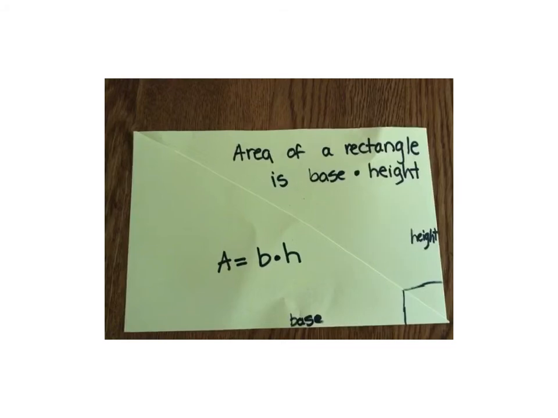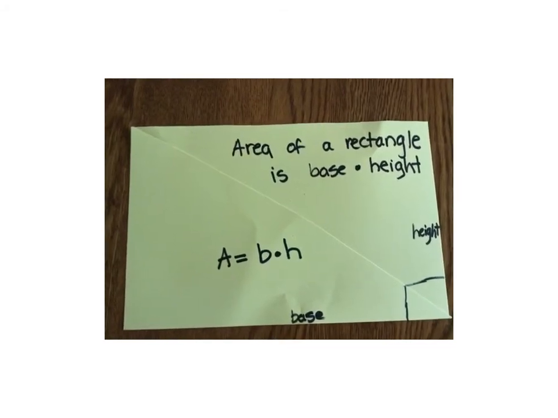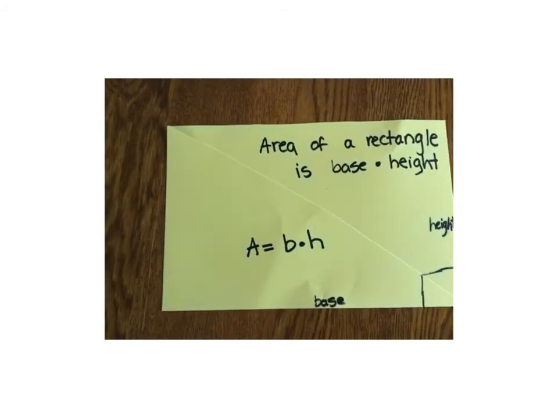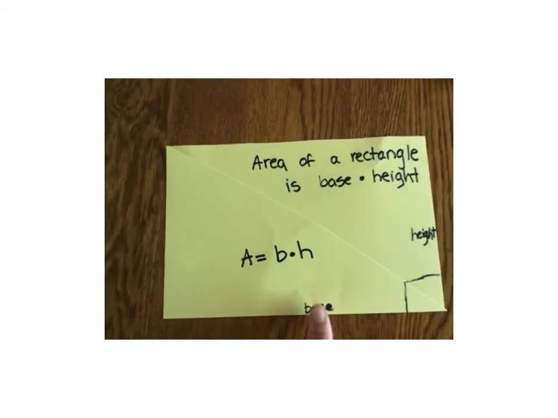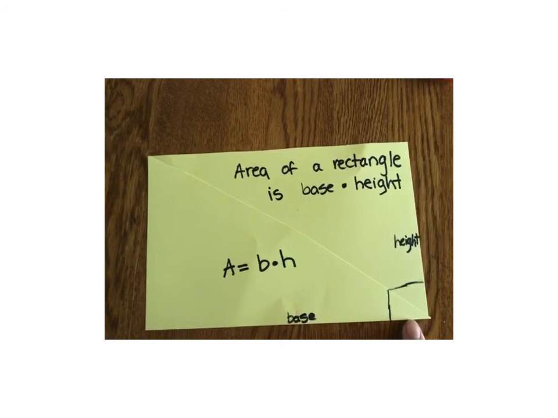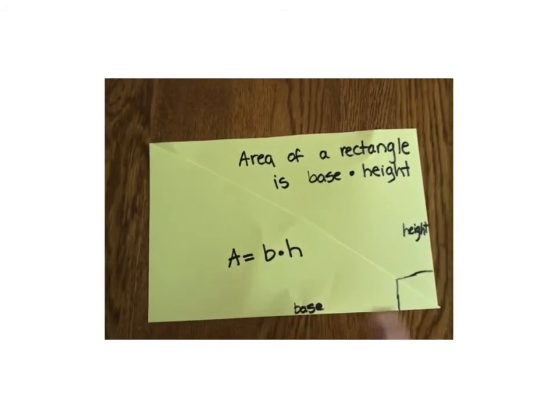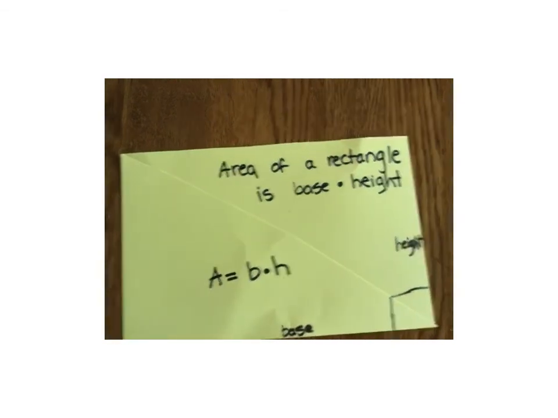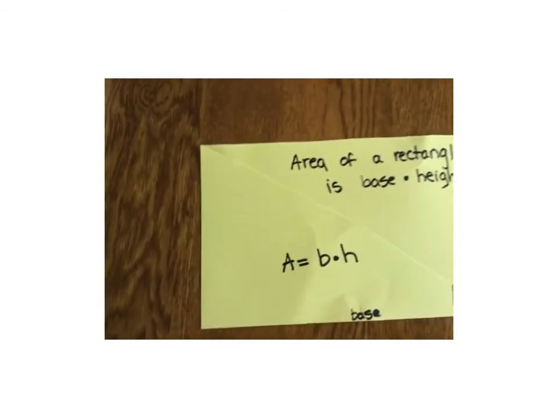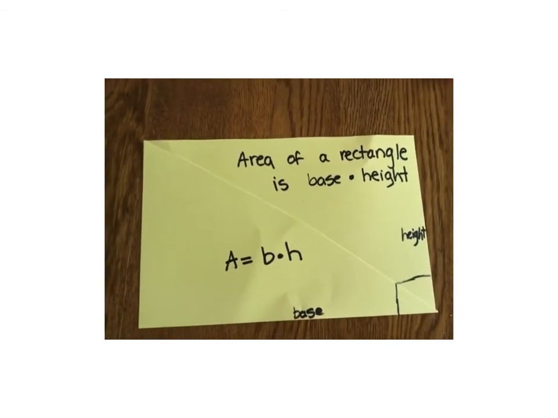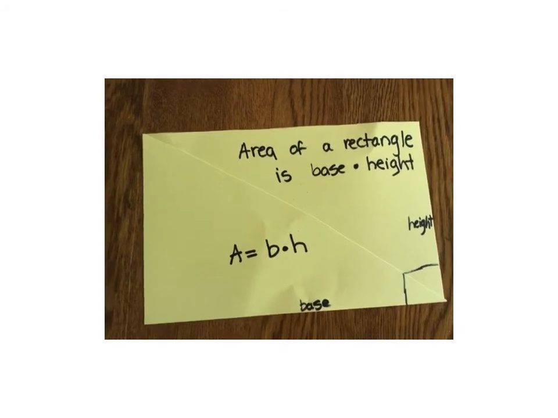Remember, an area of a rectangle is base times height. So A equals B times H. So if you look at base here, your right angle here, and height. So base times height gives you the entire area of your rectangle. So now what would I do to find the area of a triangle?